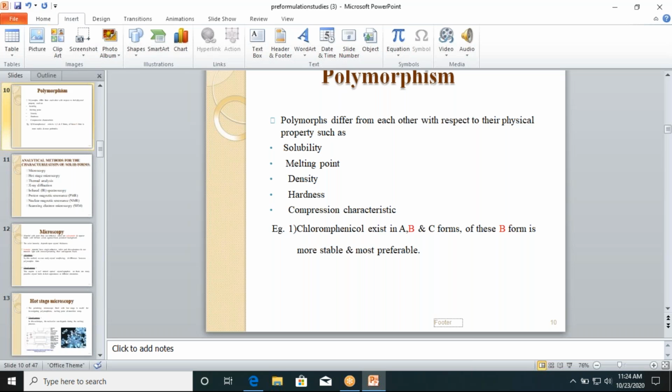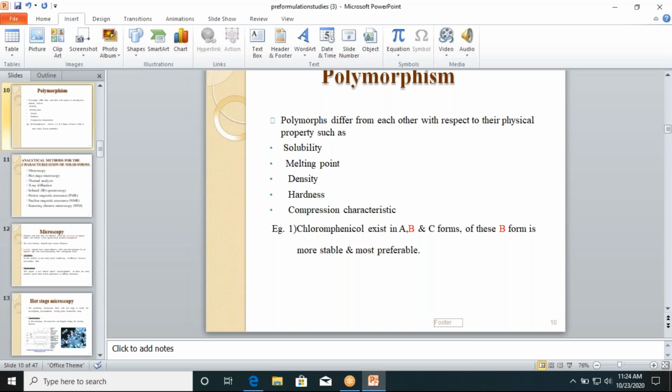Why are you going for polymorphism? Because each polymorph will differ in its physical properties. So based on suitability, you will select the particular polymorph which is necessary for the formulation. Solubility, melting point, density, hardness, and compression characteristics will differ. Okay, so take chloramphenicol: it exists in three different polymorphs.